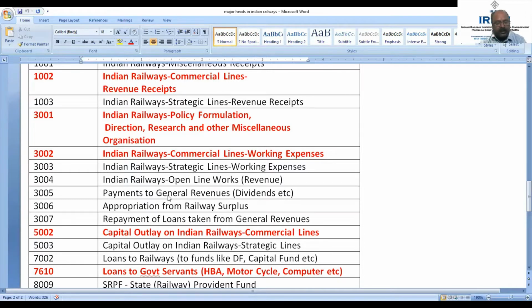Now coming to 5002, this is the capital expenditure on commercial lines, Indian Railways. Here, for capital expenditure also, commercial lines and strategic lines are separate. 5003 is the capital outlay on the Indian Railways strategic lines. See, if you check 1003, 3003, 5003, all three relate to strategic lines. Strategic lines exist in only a few railways, 4 or 5 zonal railways, not many.